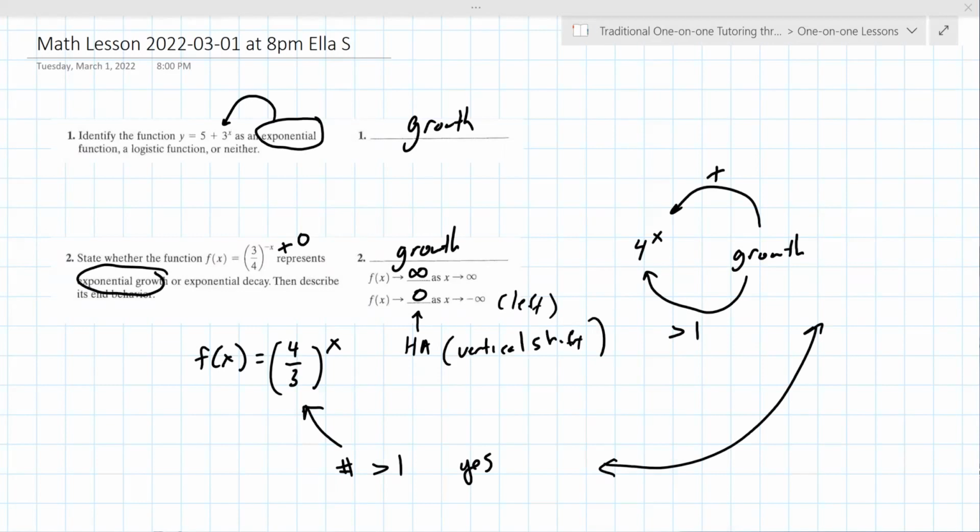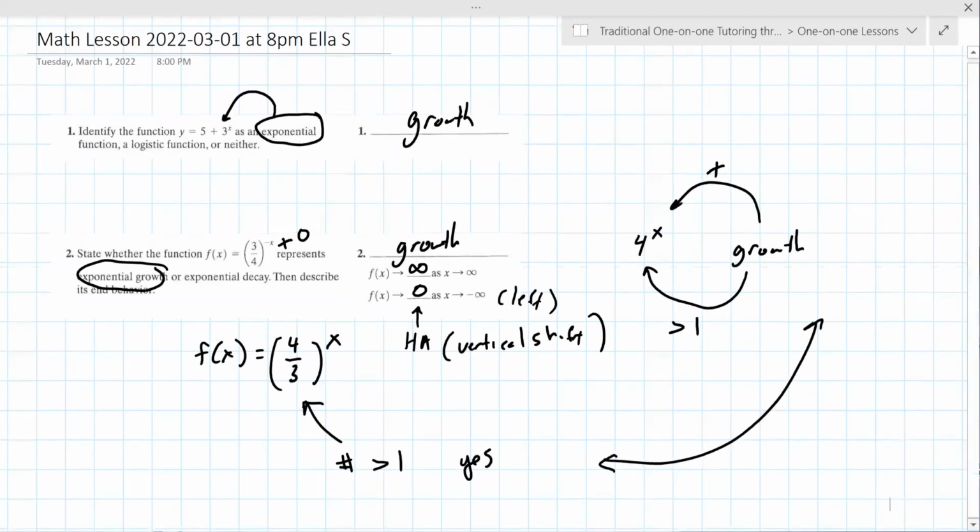Are you allowed to use a calculator on this test? I don't think so. Okay, number 3 is a calculator problem. Should we do it? Yeah. Okay.